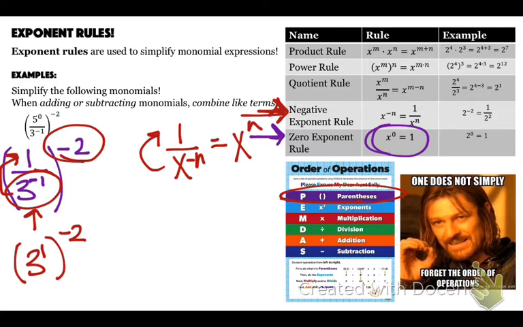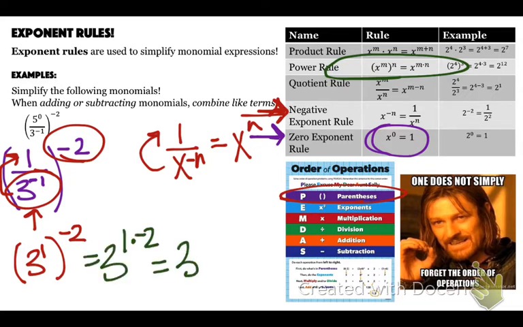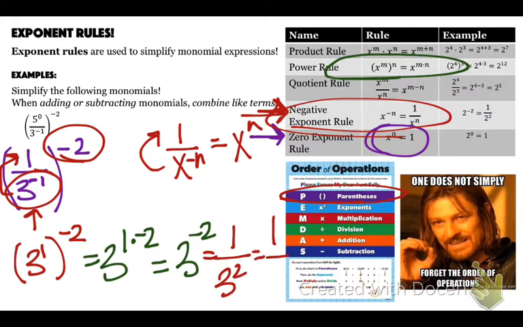And then one of the last steps, we have 3 to the first and then raised to the negative second. Well, that's the power rule. It's a power to a power, so we're going to multiply them. That's 3 to the first times negative 2, which is 1 times negative 2, negative 2. Which looks like, again, this negative exponent rule. So this is going to be 1 over 3 squared, and 3 squared is 9. So the answer here is 1/9.